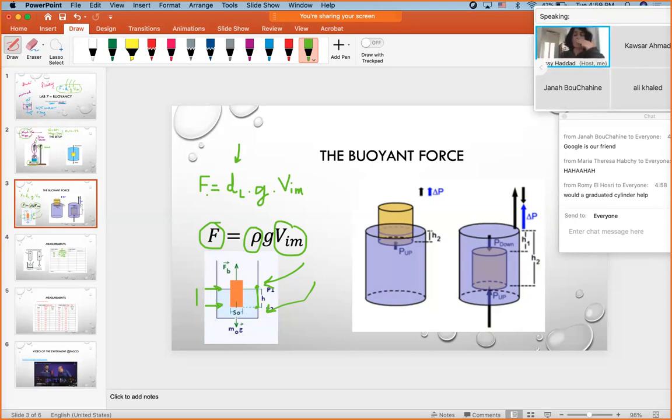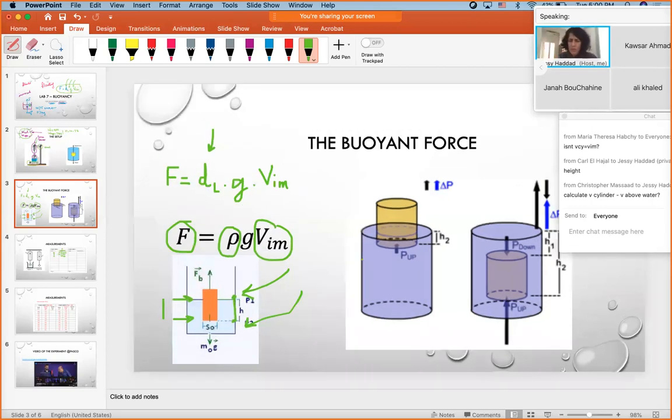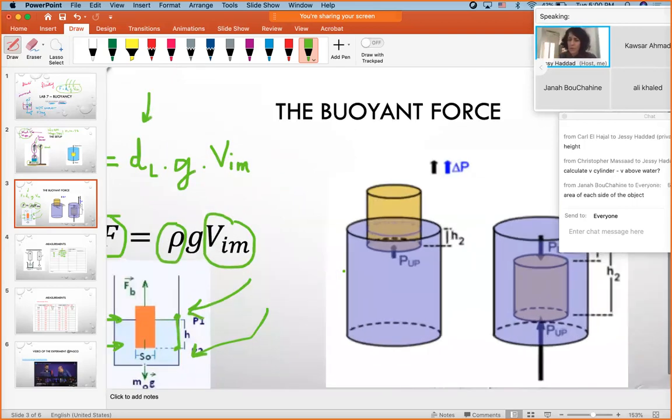Method number four: you are alone, the lab is locked, you have a cylinder. The question is, find the volume of the cylinder. What do you do? Easy. Hint, I give you a ruler. How do you measure the volume of a cylinder if I give you a ruler? What is V immersed equals V cylinder minus V above water. All right, yeah. But how do you find V cylinder to start with, and V above water?